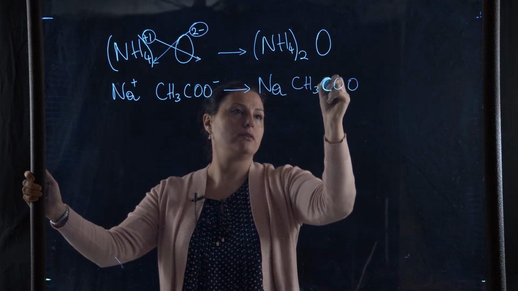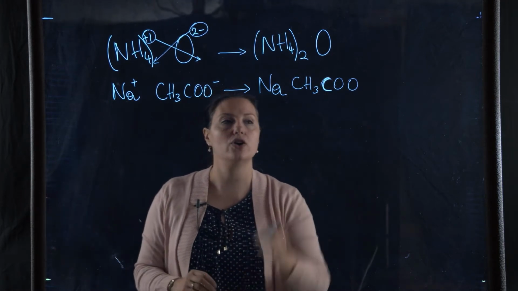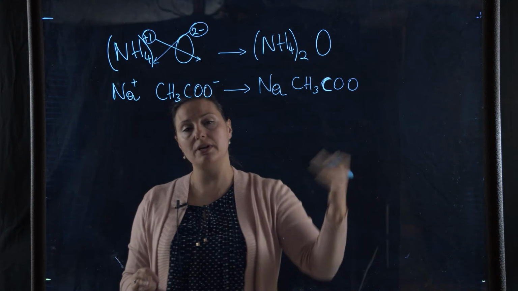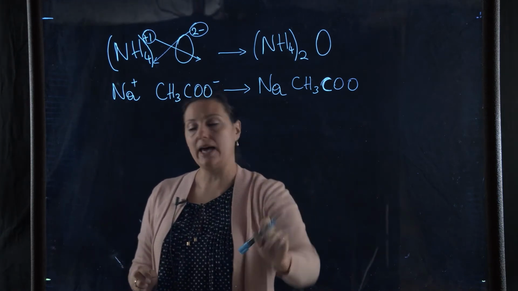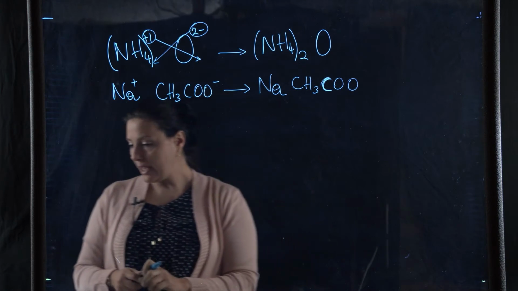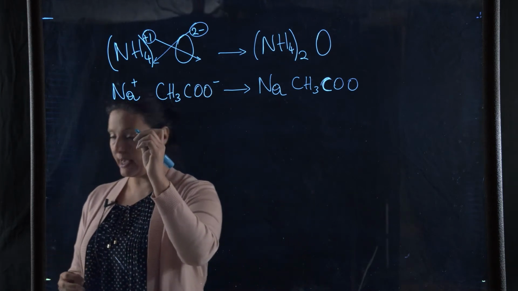Okay, so you can write these this way, or you can write OOCCH3, it doesn't matter. Make sure that you write the metal first. The cation is written first. Okay, then I have cesium and azide.